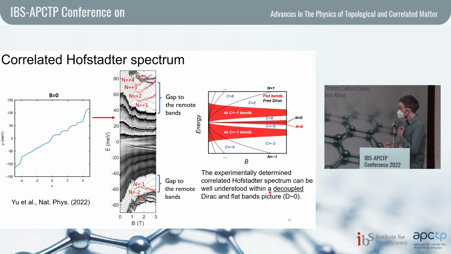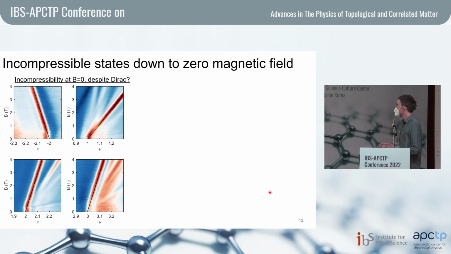Okay? So this all is suggestive, but I would say there's kind of no smoking gun in what I've shown so far that the Dirac electrons are really not directly participating in the interactions, okay? So there's something that's a little bit unusual about this. I'm focusing now on the incompressible states that are observed at each of the integer fillings, okay? They're stable down to 0 magnetic field.